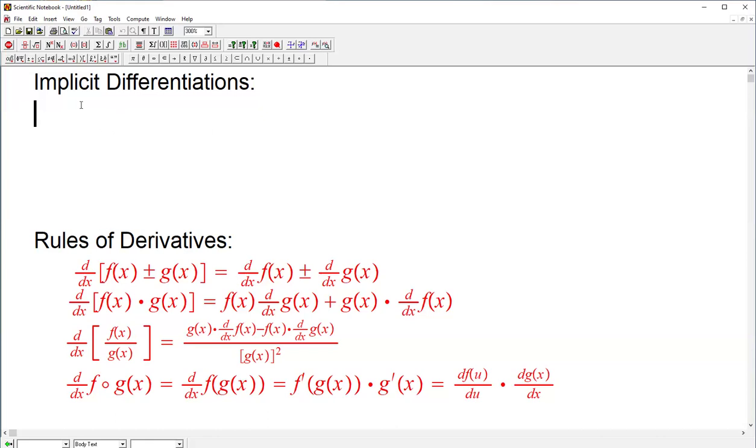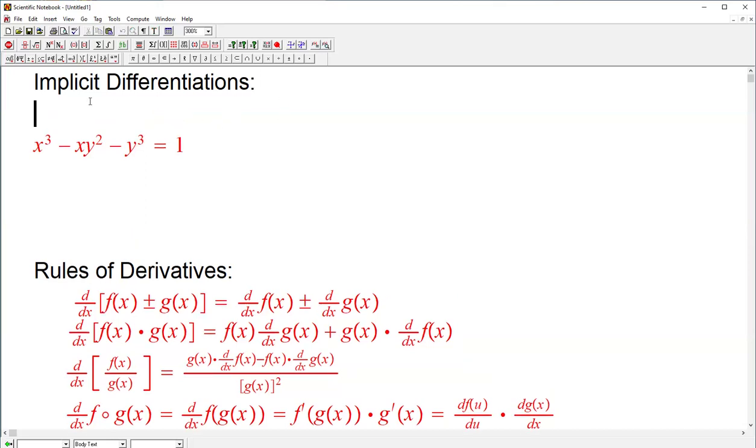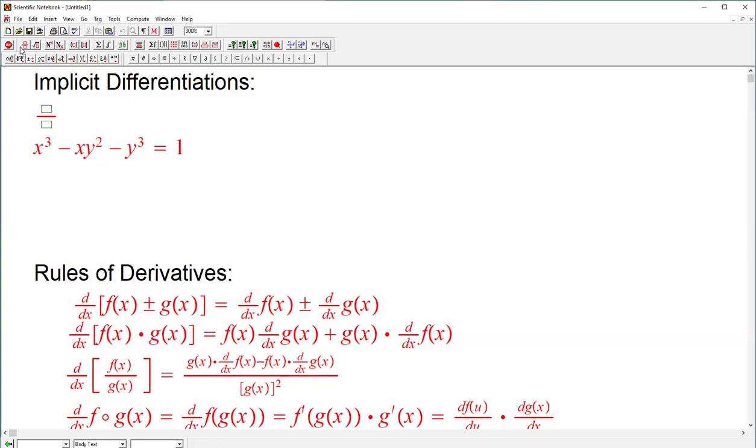Take this example, this is homework. We have x raised to the power 3, minus x times y squared, subtracting y squared, equals 1. Oh, actually, it's y raised to the power 3. And our target is to find the derivative of y with respect to x.